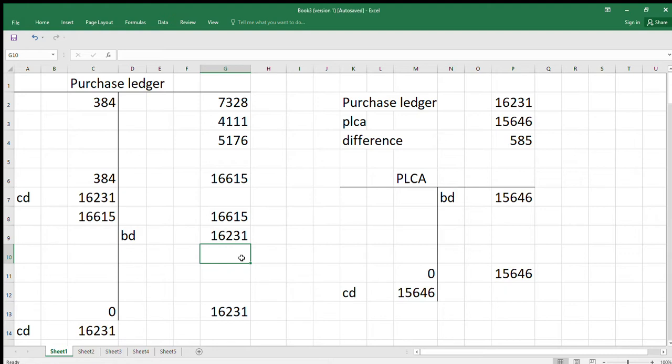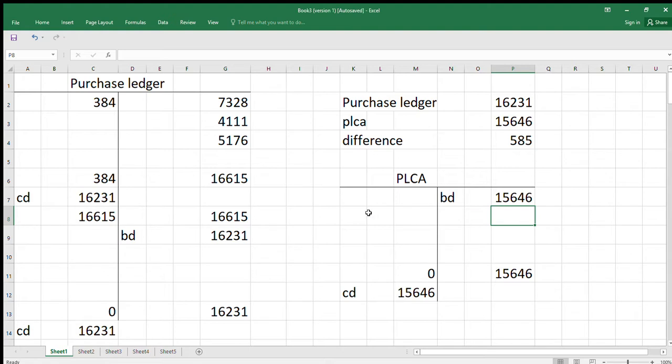Goods returned were entered twice in the supplier's account in the purchase ledger, which means there'd be once in the purchase control account. So goods returned would be a debit, so we would put a credit in there, reversing out, and we put 2 credits in here. And we can see they don't balance, so that's not the answer.